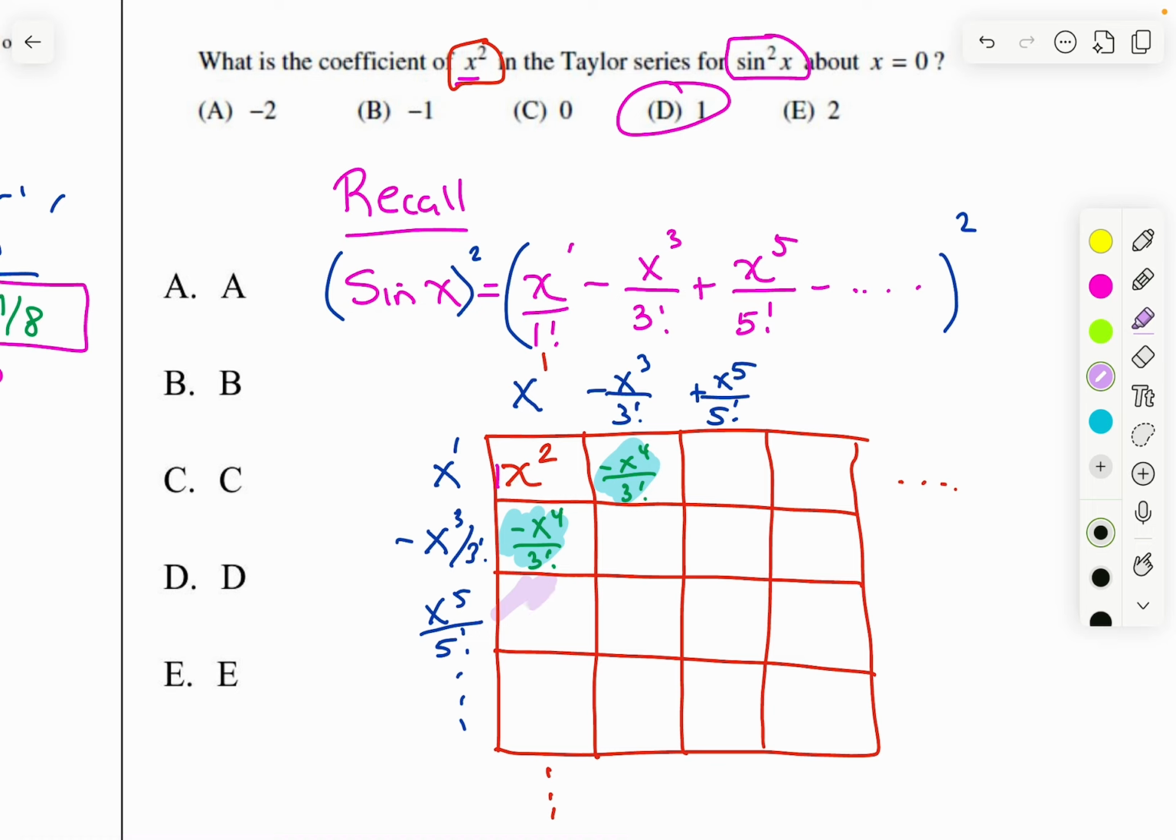And then the coefficient of the x to the sixth could be a different question. Probably you wouldn't get anything more than that. But in any case, that is the only way to produce an x squared when you multiply this out. So the coefficient is 1, and the answer is D.